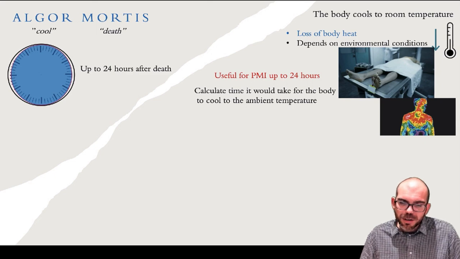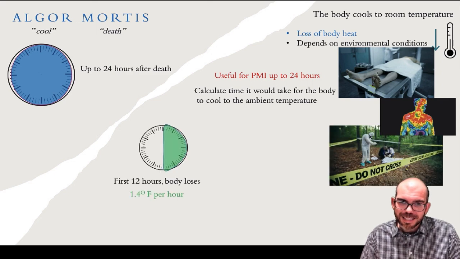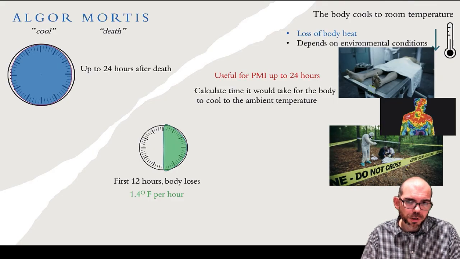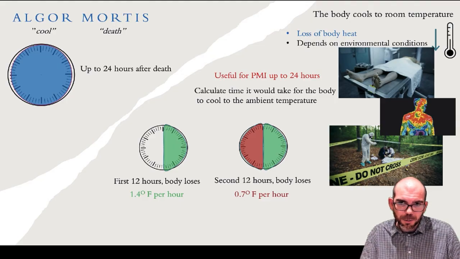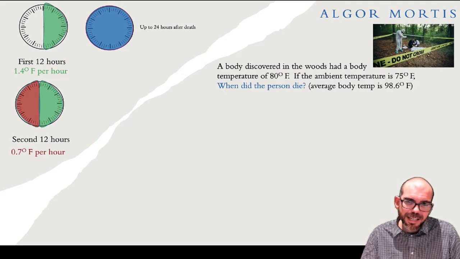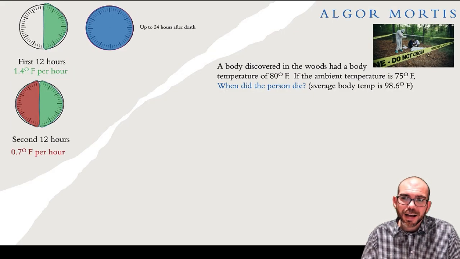When doing these calculations, something to keep in mind is that the time of cooling varies based on how long the body's been dead. The first 12 hours, the body loses an average of 1.4 degrees Fahrenheit per hour. For the next 12 hours, the heat loss is slower. It's at about 0.7 degrees Fahrenheit per hour. Let's put this data together to estimate the time of death based on algor mortis.